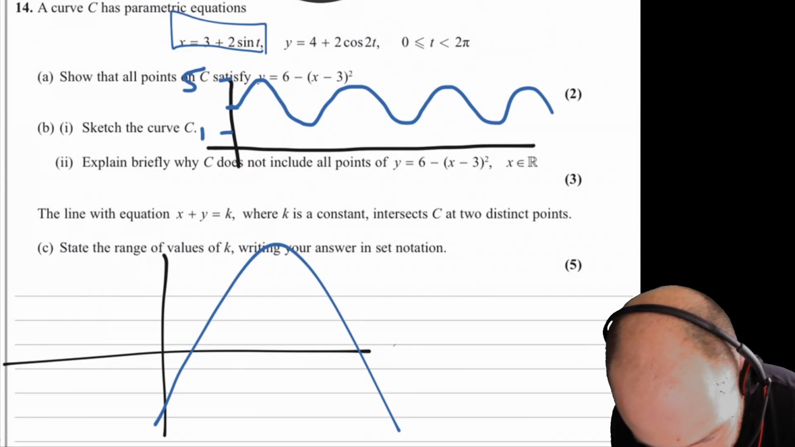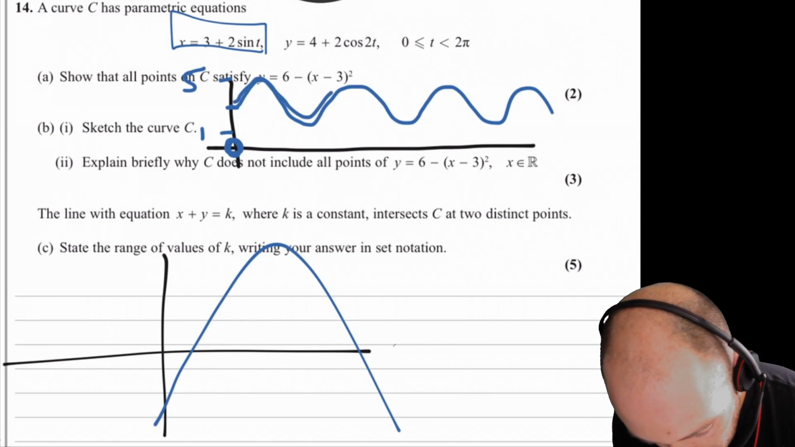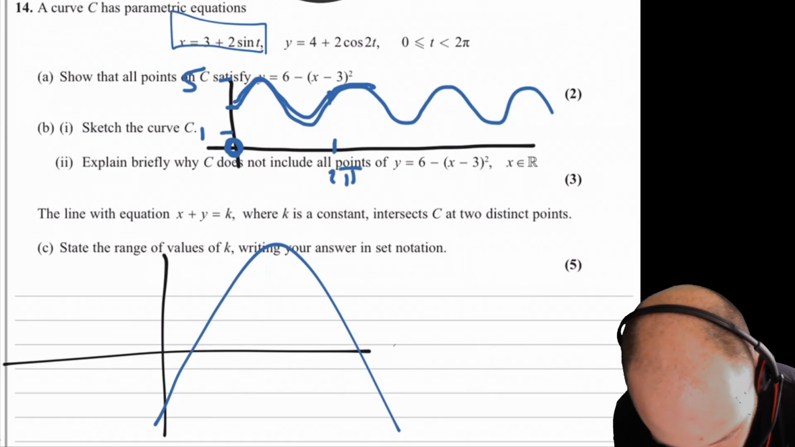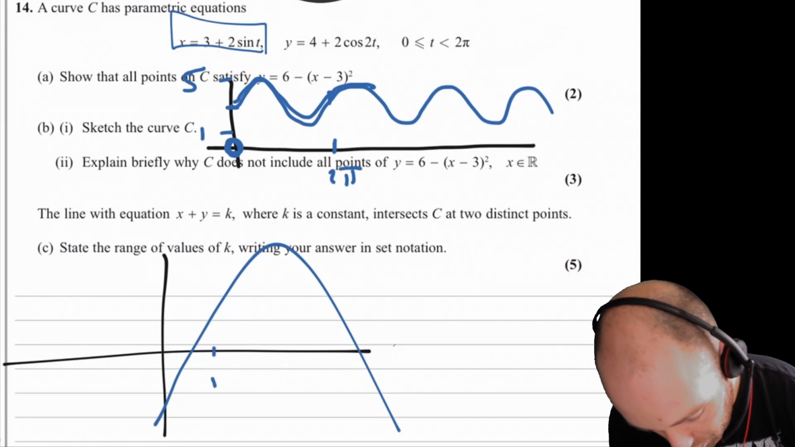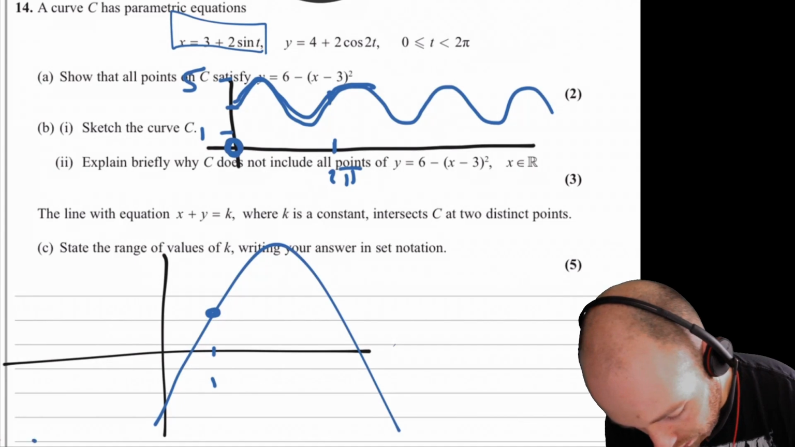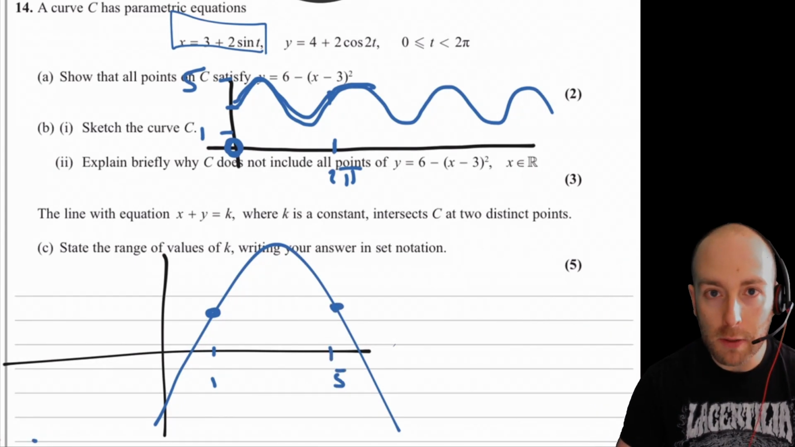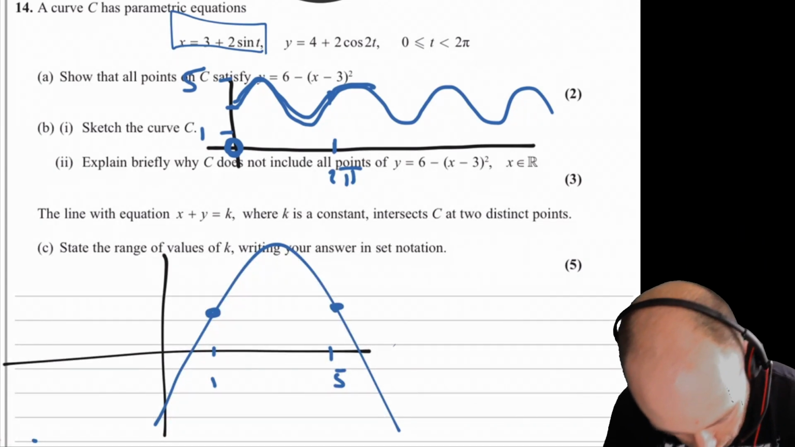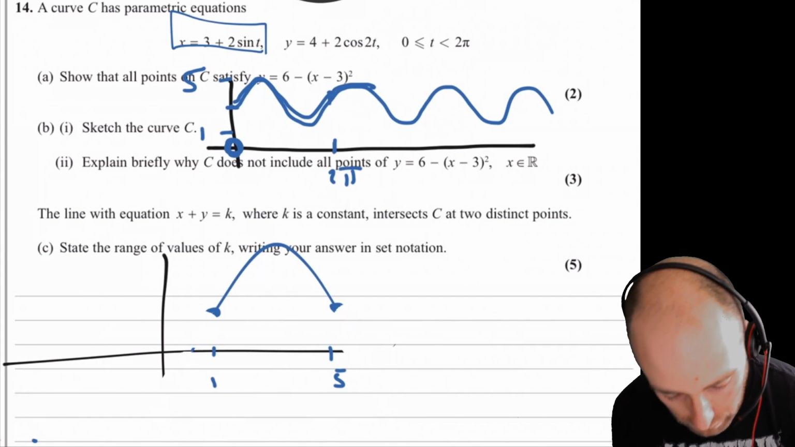Okay, and t is between 0 and 2 pi. Well, there's pi. Oh, sorry, there's 2 pi. So our x values are only allowed to go between 1 and 5. So x is 1 is going to be my lowest value. X is 5 going to be my greatest value. So I need to get rid of some of the bits of my sketch. So none of this is allowed. None of that is allowed.